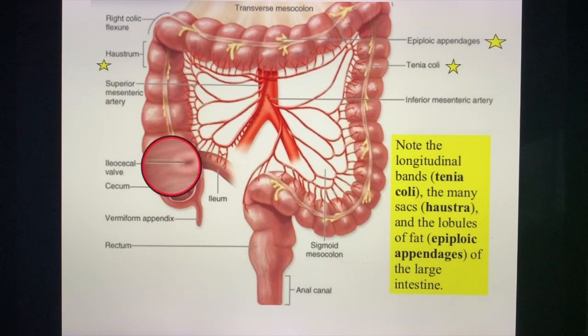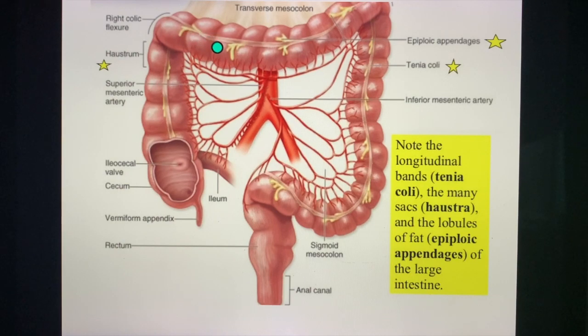Enlarge the ileocecal valve. Then you have the ascending colon, the transverse colon, the descending colon, until you end up with the sigmoid colon. Now you have the haustra, which are the dilated sacs in the large intestines. And here, now this is where we're going to focus.